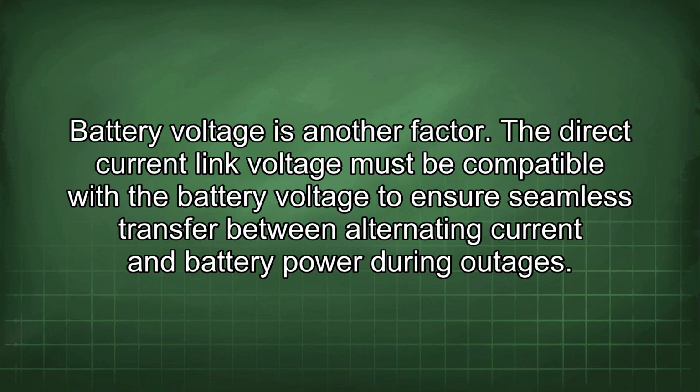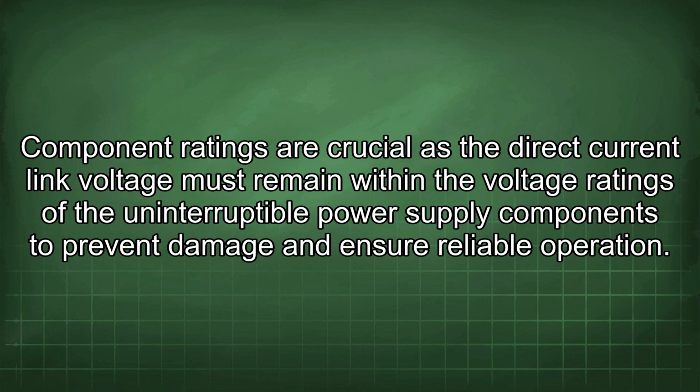The direct current link voltage must be compatible with the battery voltage to ensure seamless transfer between alternating current and battery power during outages. Component ratings are crucial as the direct current link voltage must remain within the voltage ratings of the uninterruptible power supply components to prevent damage and ensure reliable operation.